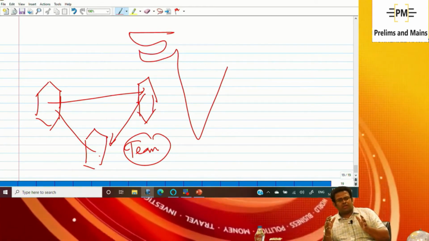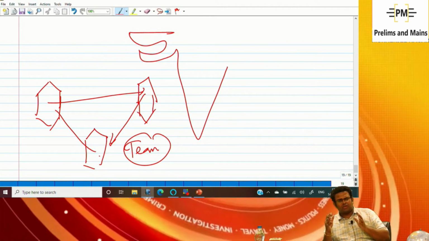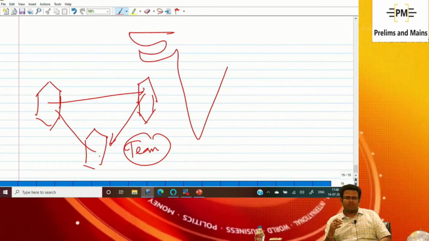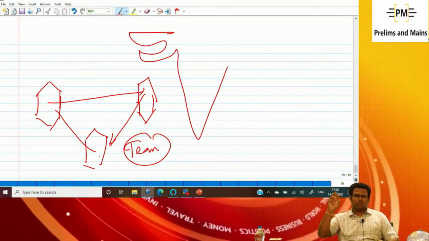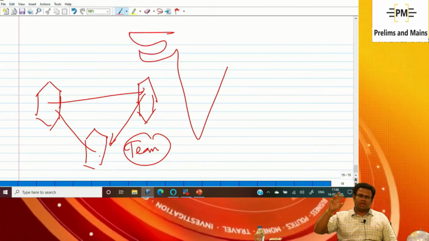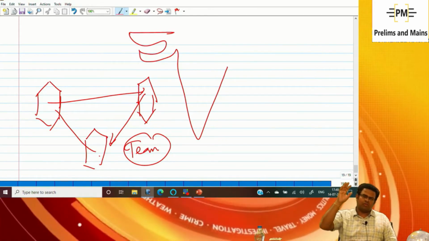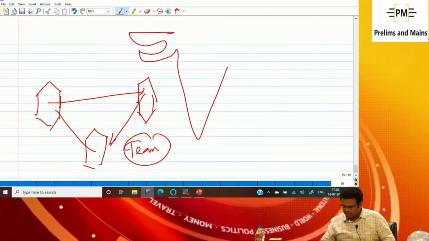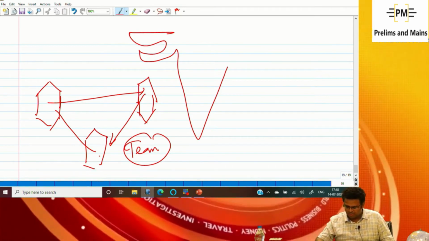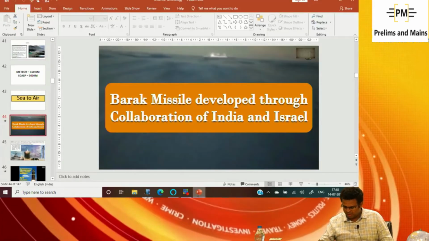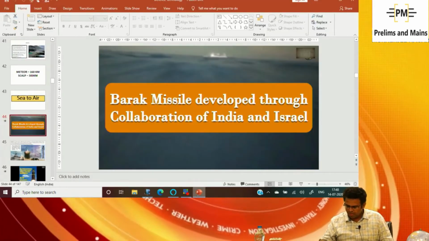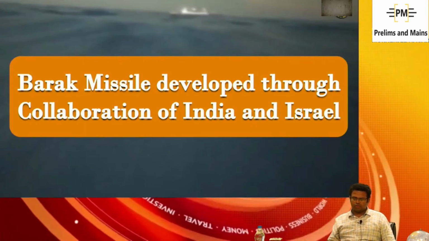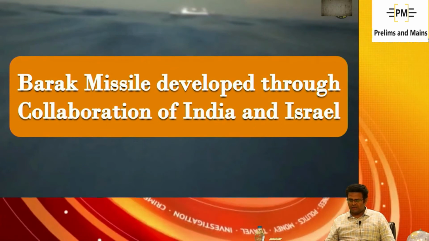It is not the altitude of the aircraft; it depends upon how much fuel and how much speed it has been given. If I am throwing something slow and something fast, it depends upon how far it can go, yes or no. So these are the things. Let us see how Barak 8 works. Watch this animation. The Barak missile was developed through the collaboration of India and Israel.